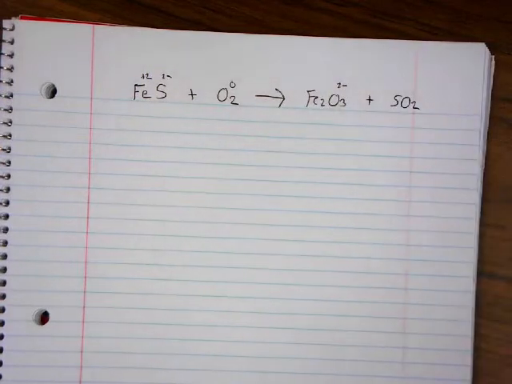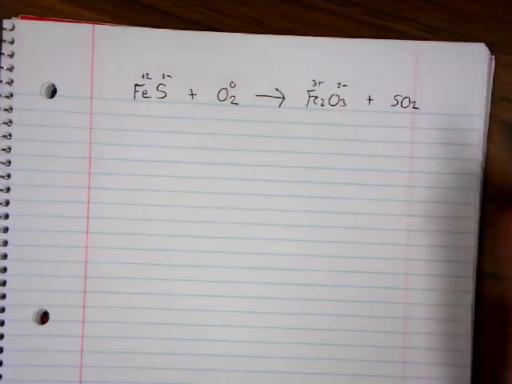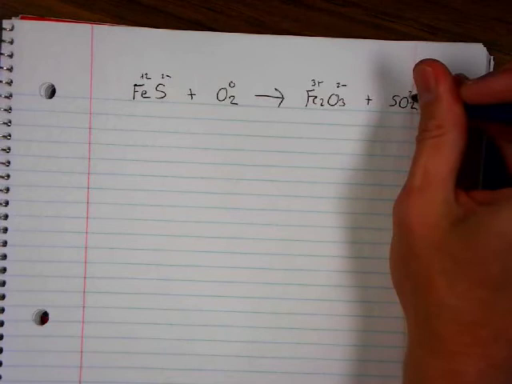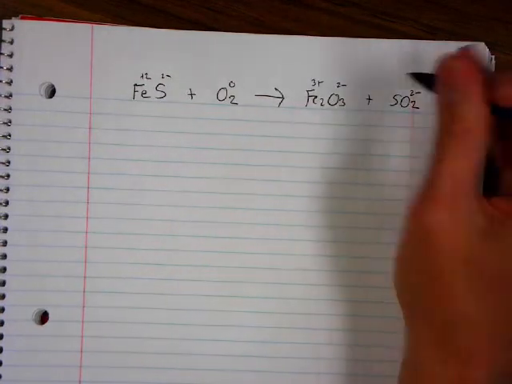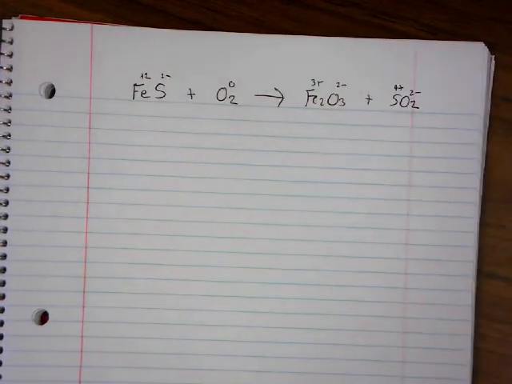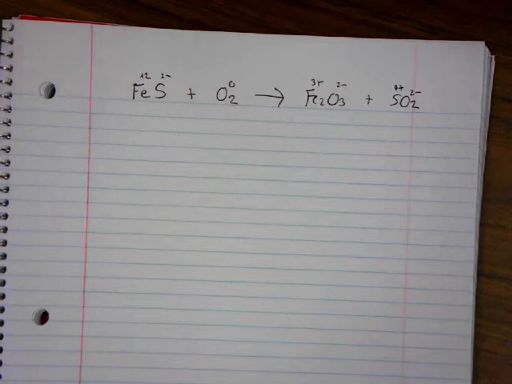Yes. O2 is zero, elemental form. This oxygen has to be 2 minus. So this iron is 3 plus. This oxygen is 2 minus. So this sulfur is 4 plus.